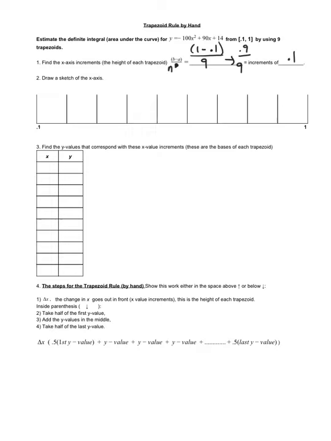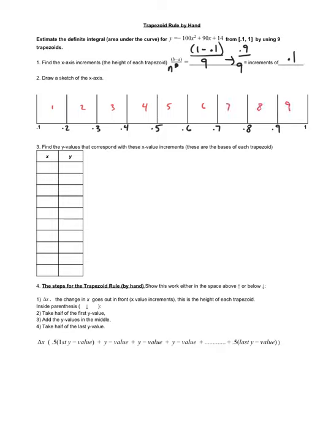0.1 plus 0.1 is 0.2. And then 0.3, we just keep adding on increments of 0.1. 0.6, 0.7, 0.8, 0.9, and lo and behold, it gets us exactly to our right endpoint. So there are my 9 trapezoids. 1, 2, 3, 4, 5, 6, 7, 8, 9.